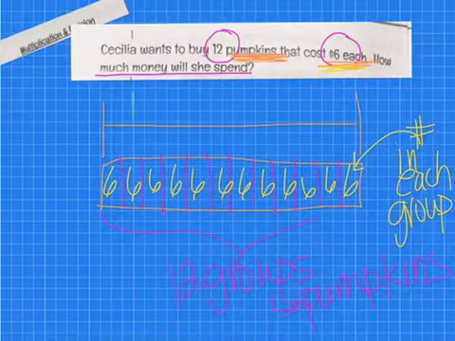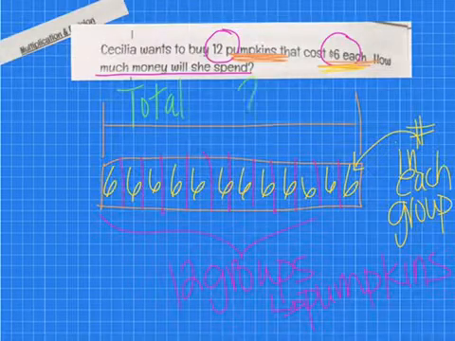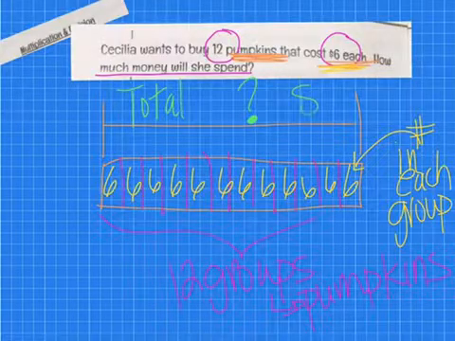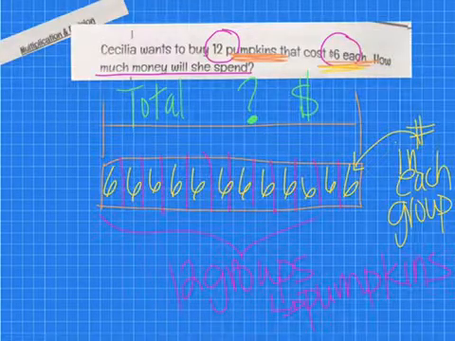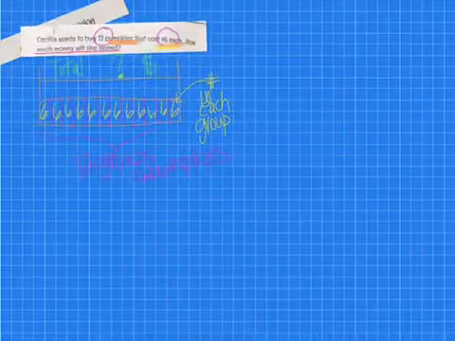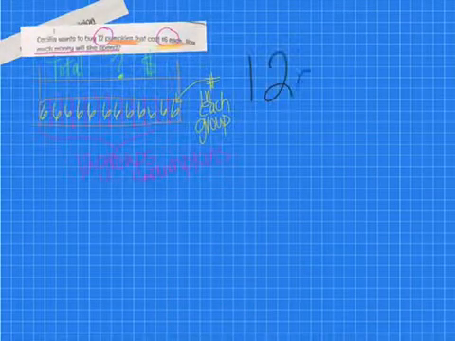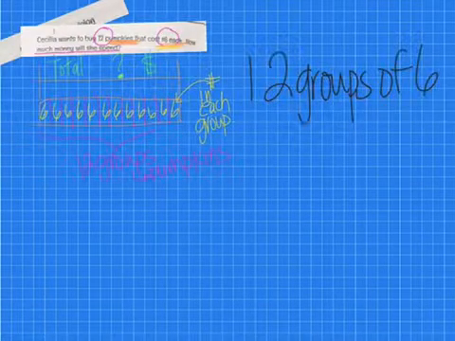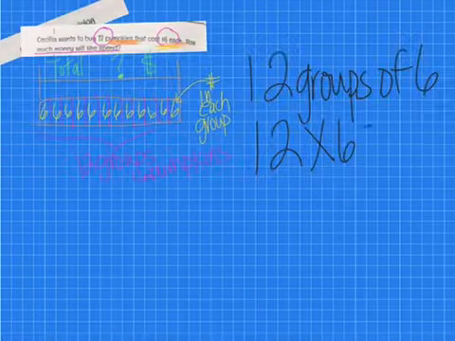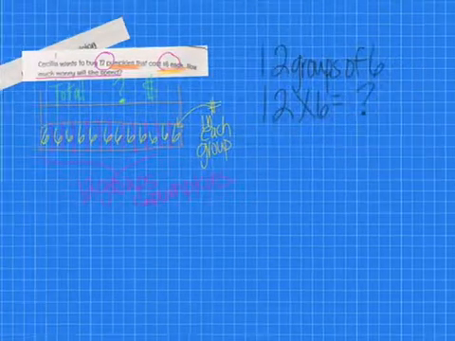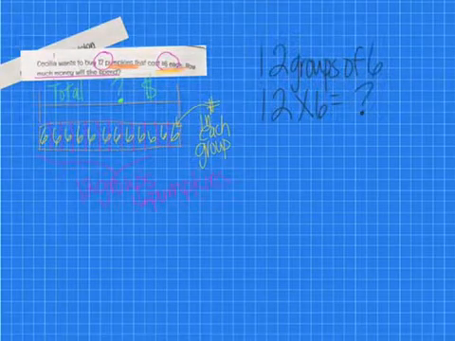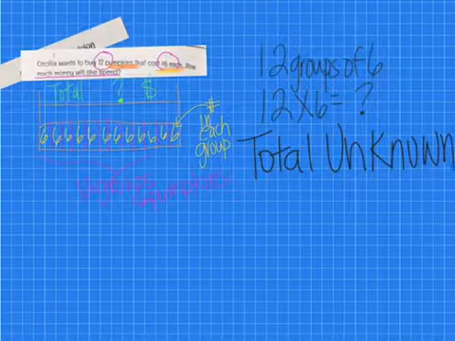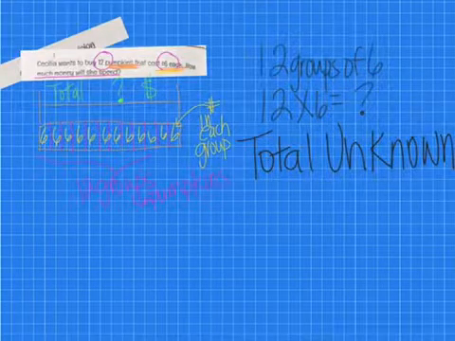I am looking for the total amount of money, so of course my unknown would be my total. Trying to figure out how much money it would cost to purchase all 12 pumpkins. Knowing that I had 12 groups of 6, my multiplication sentence would be 12 times 6 equals question mark. So since this is a total unknown problem, I know that I'm trying to find the product. So I'm going to do 12 times 6 to figure out my total.